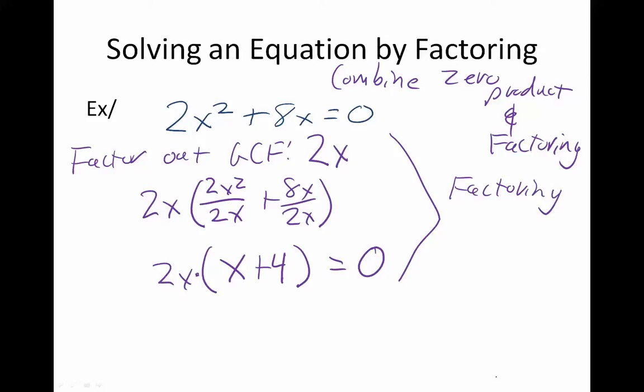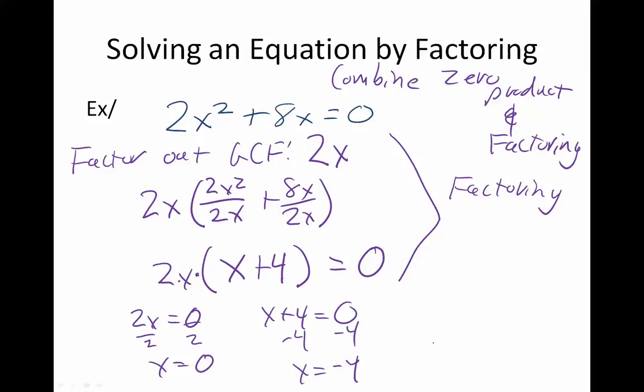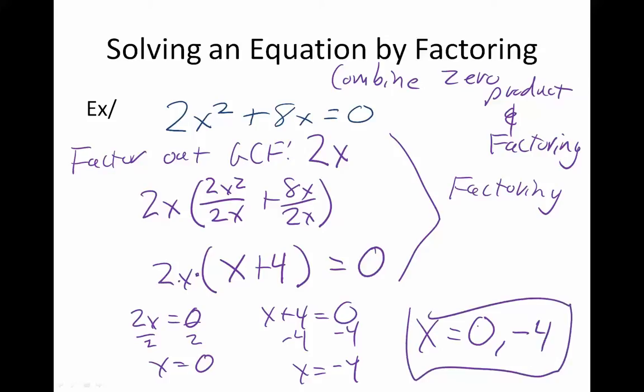Now let's talk about combining the zero product. Let's do the zero product now. Remember, zero product was if this or this is 0, then the whole thing is 0. So what makes 2x equal 0? And what makes x plus 4 equal 0? Well, dividing by 2 tells us that this is 0. Subtracting 4 on this one tells us it's negative 4. So what two numbers work? 0 and negative 4. And again, I can check myself.